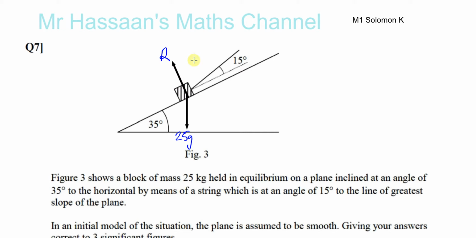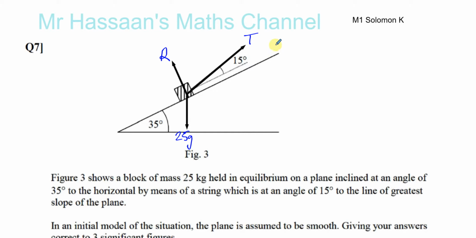They also told us about tension in the string. The string is inclined at 15 degrees, so that's the tension in the string, which we have to find for part A. And that's everything we know. We know there's no friction, so there's no frictional force acting either down or up, depending on the situation. There's going to be no resistance to the motion by friction.